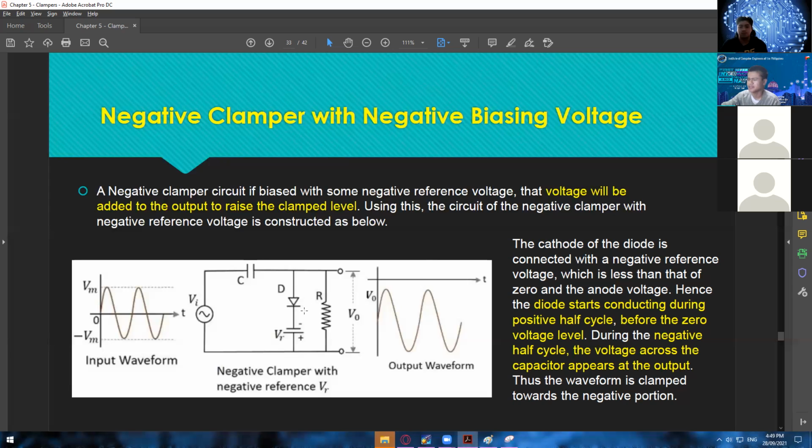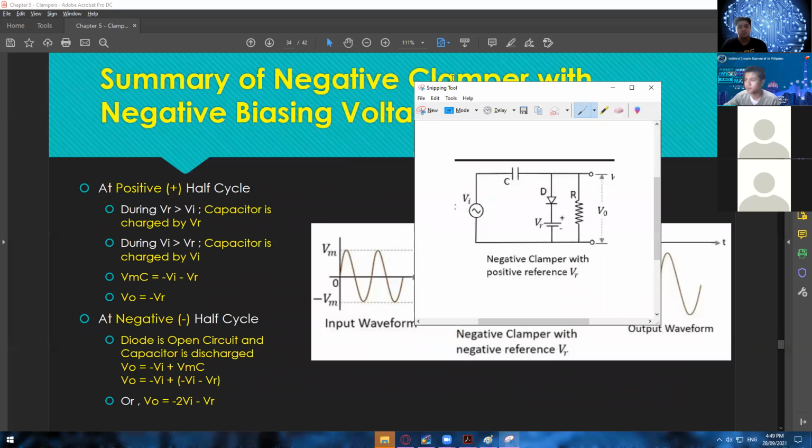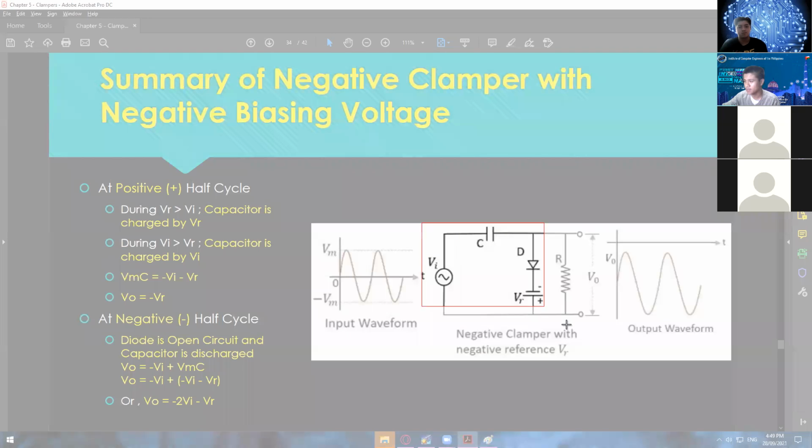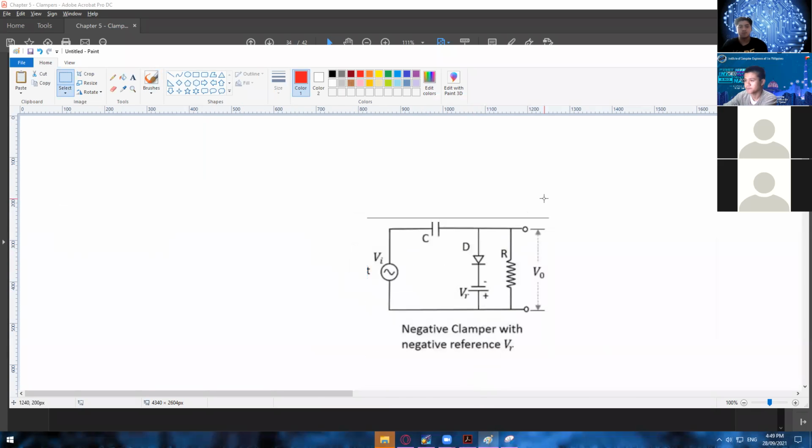Still, check the reference voltage, and check where you will start, the positive half cycle or the negative half cycle. So there are a lot of things that you need to consider. Anyway, as time goes by, maybe you'll figure out the techniques for solving this kind of circuit, etc. Okay? So here is a summary of the negative clamper with negative passing voltage. The best way to analyze this one is to have an actual example.